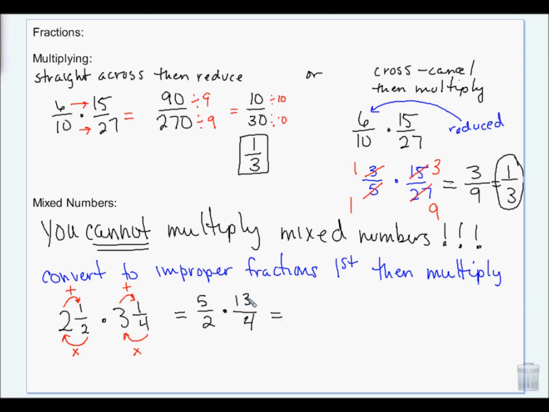Then I can multiply. They won't cross cancel. So I'm going to just do 5 times 13, which is 65, over 2 times 4, which is 8. And you can leave it like this. This is fine. Or if you want, you can convert it back into a mixed number. But either answer is fine. In algebra, improper fractions are totally acceptable, as long as they're reduced.